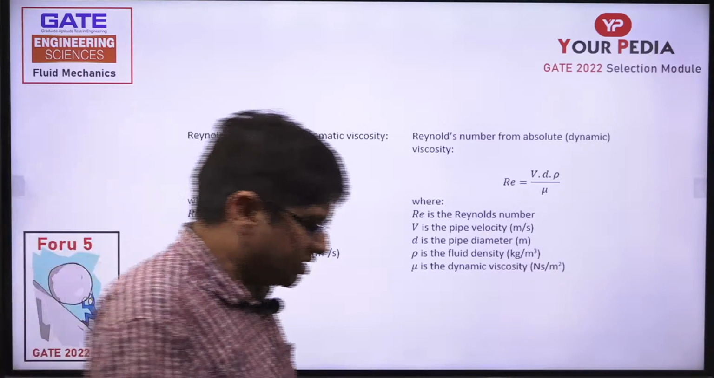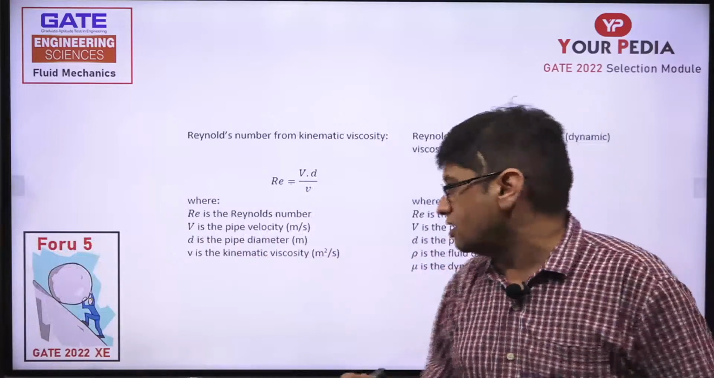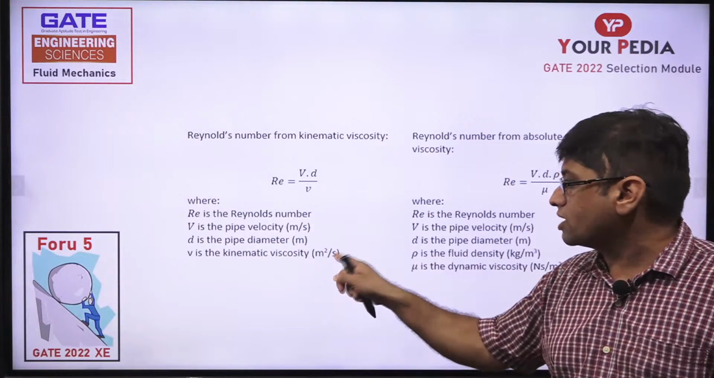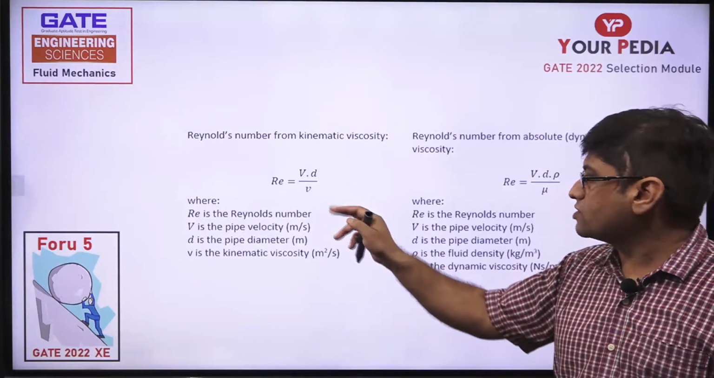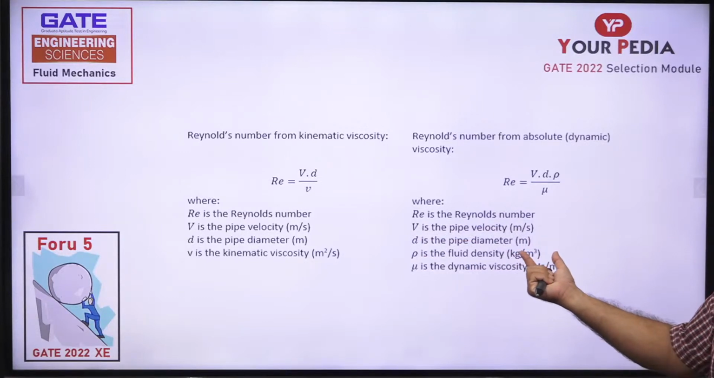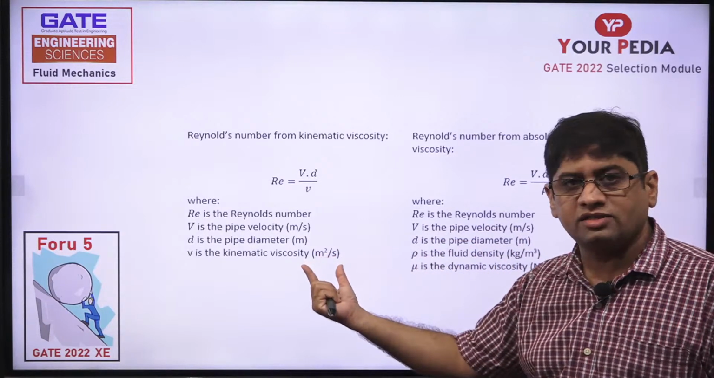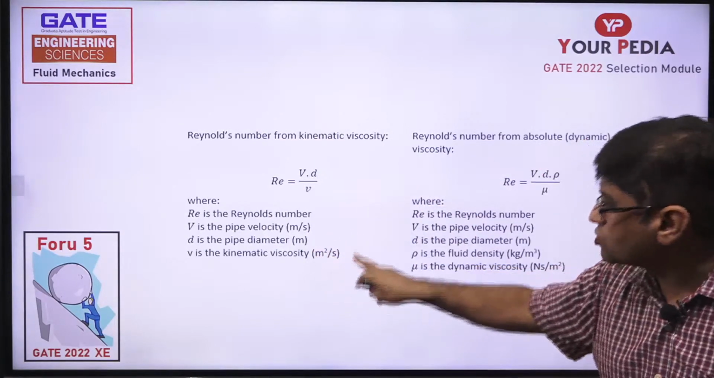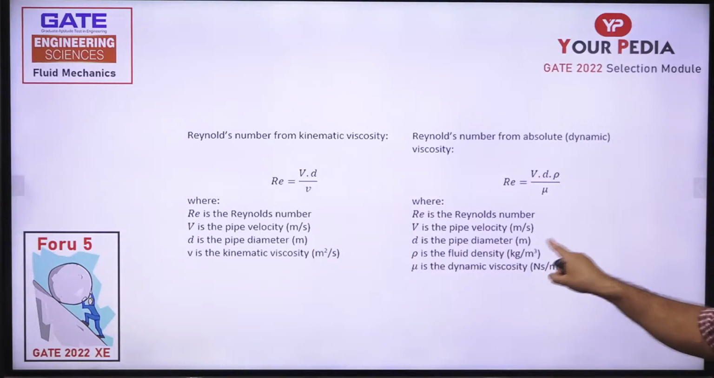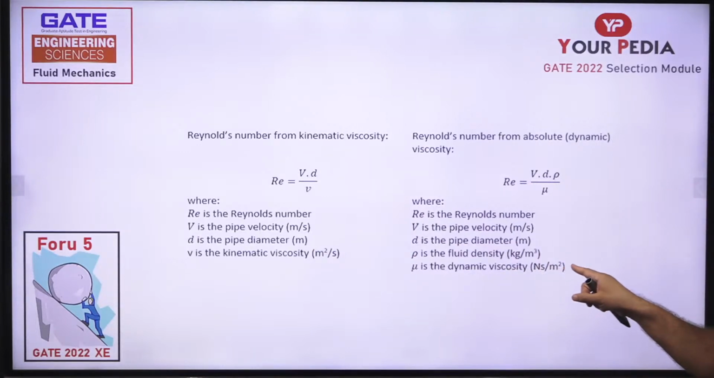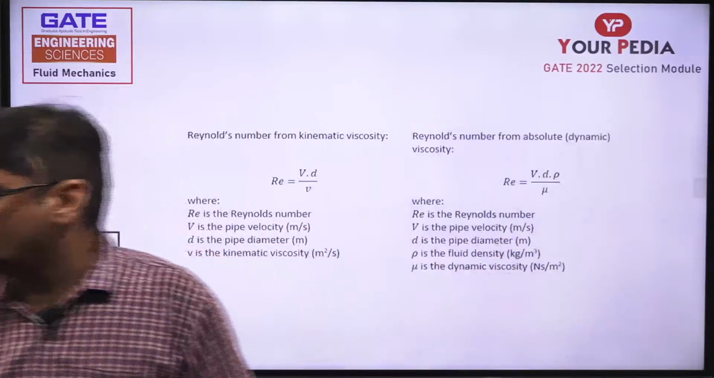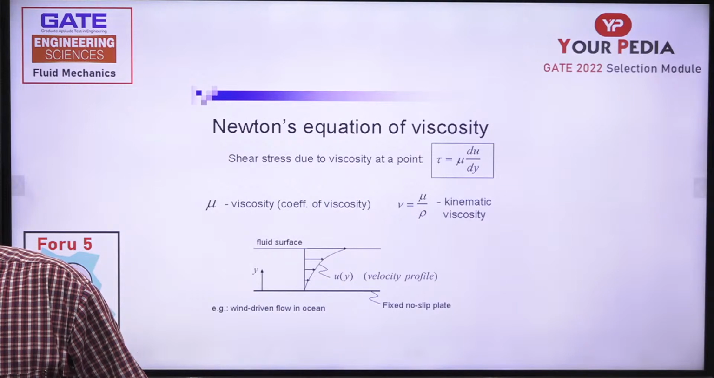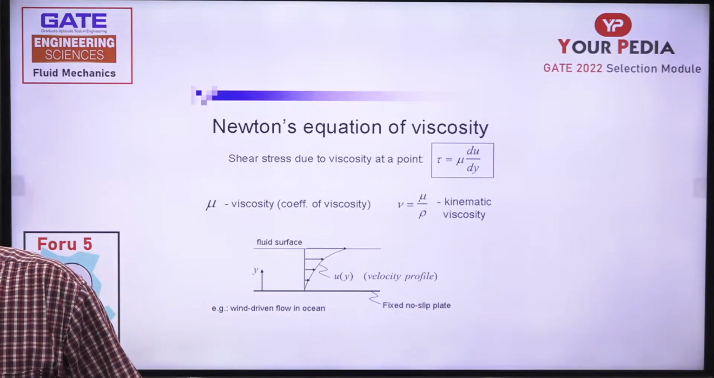And remember one thing: whenever a numerical is given, how do you know whether dynamic viscosity or kinematic viscosity is given? From the units you have to identify. Dynamic viscosity and kinematic viscosity are measured in different units. Kinematic viscosity is nothing but dynamic viscosity per unit density, and it is measured in meter square per second, whereas dynamic viscosity is Newton second per meter square. So from the unit only you will understand which one it is. And this is the relation between the two. Just remember this relation and remember the units.